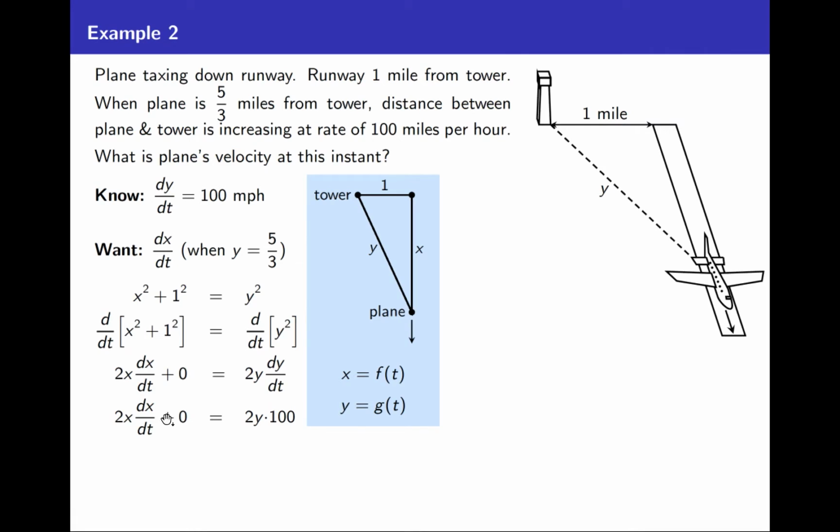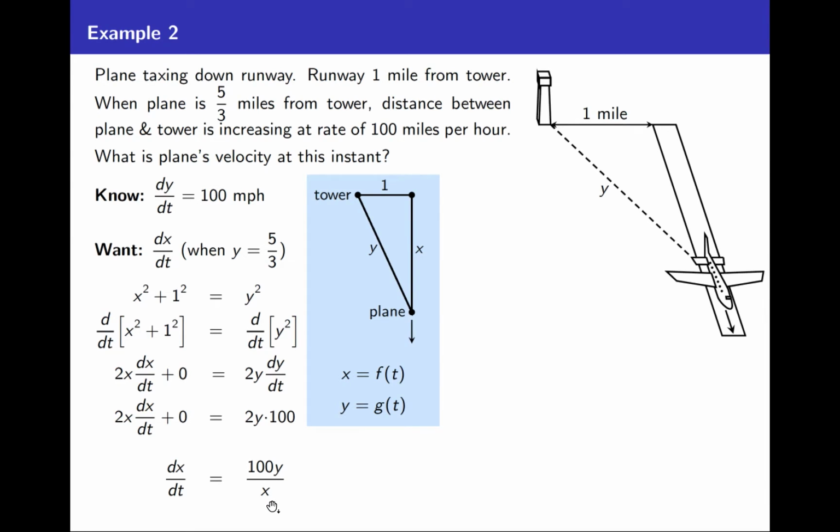The first thing we can do here is, in this equation, plug in what we know. We know that dy/dt is equal to 100 miles an hour when y is equal to 5/3, which is the instant that we're interested in. So we'll plug in 100 for dy/dt. Here we want to solve for dx/dt, and we could just divide both sides by 2x to isolate dx/dt. Let's do so. On the right, we'd get 2y times 100 divided by 2x, and the 2's cancel, and we get dx/dt is 100y over x.